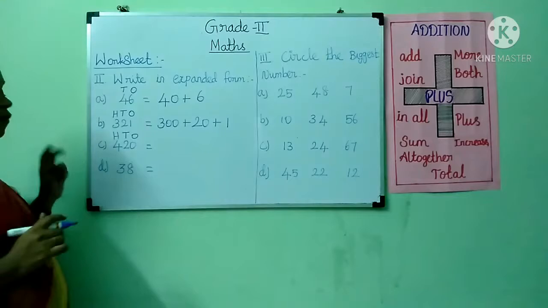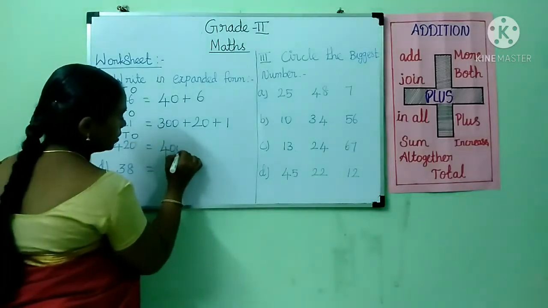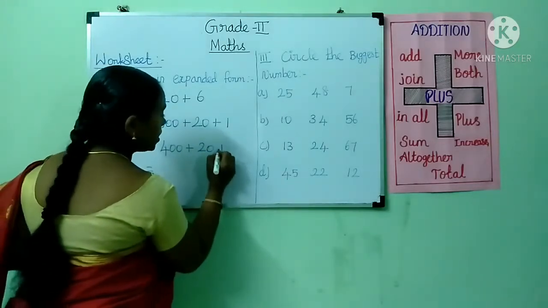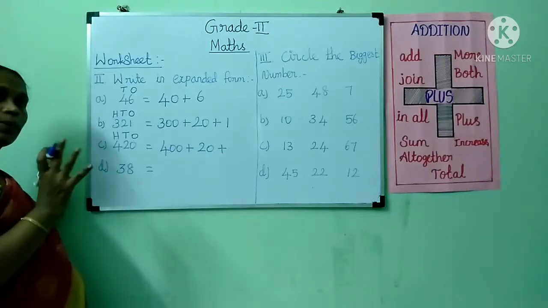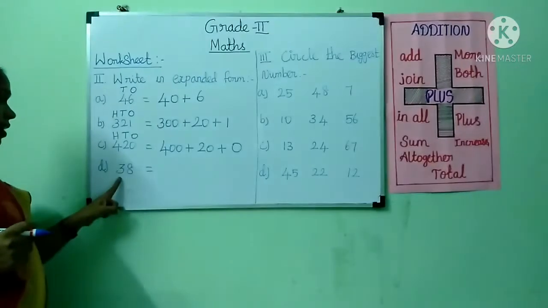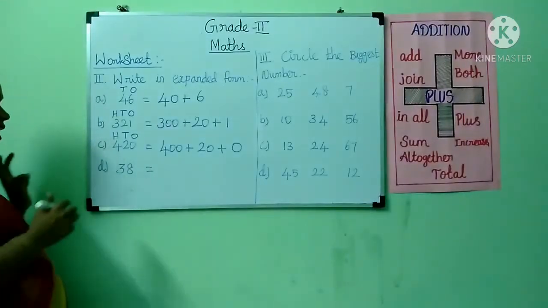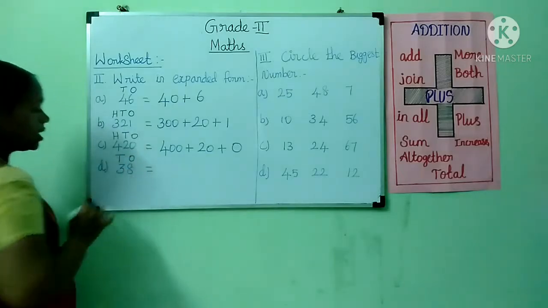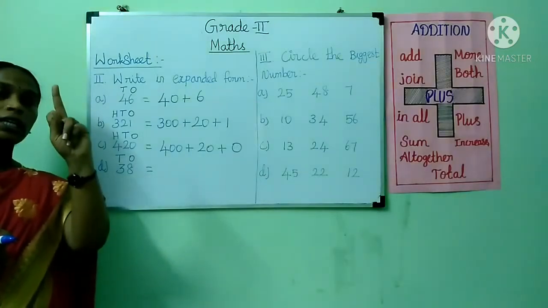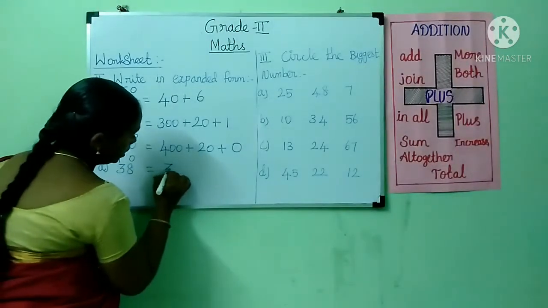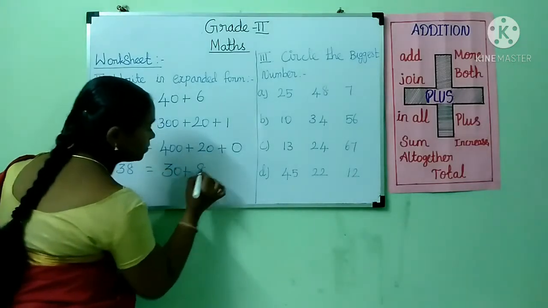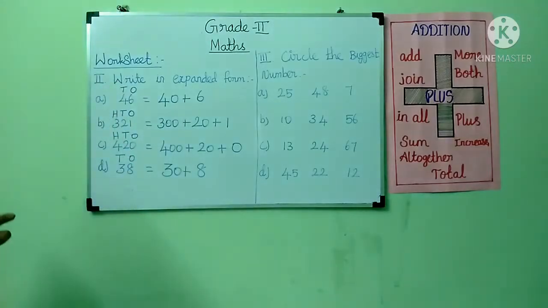The next one, ones, tens, hundreds. How many hundreds are here? 400. So write 400 plus, how many tens? 2 tens. 2 tens means 20 plus, how many ones here? 0. So 0 means nothing. Write 0. Are you clear, children? The next one, 3, 8. This has 2 places, only ones and tens. How many tens here? 3 tens. 3 tens means 10, 20, 30. So write 30 plus, how many ones here? 8 ones. So write 8. Are you clear, children? How to write in expanded form?